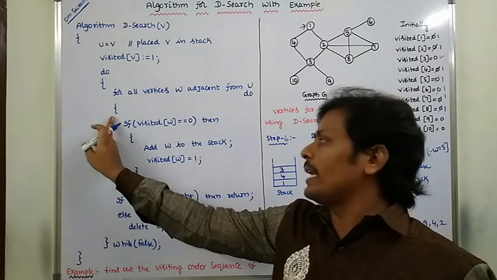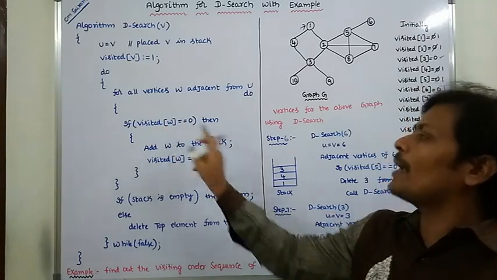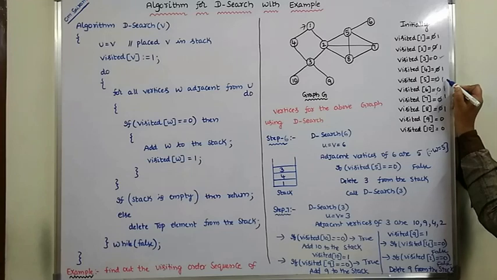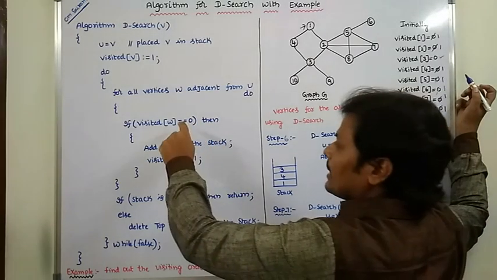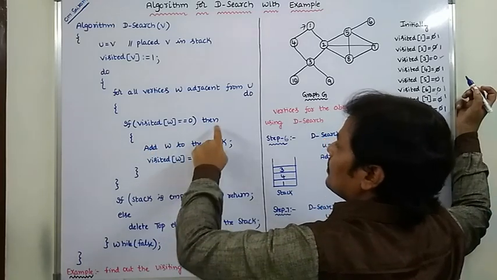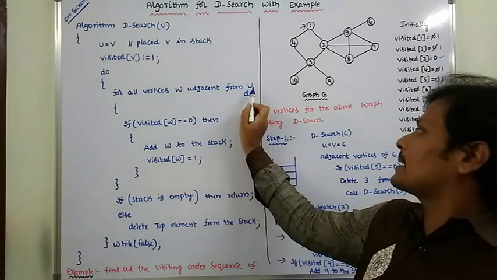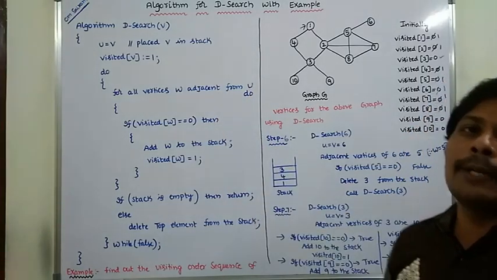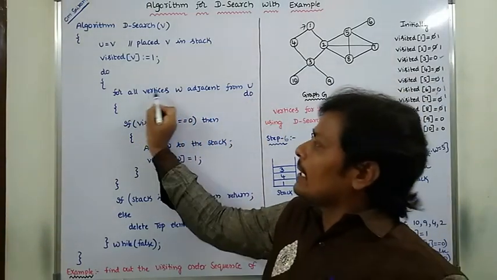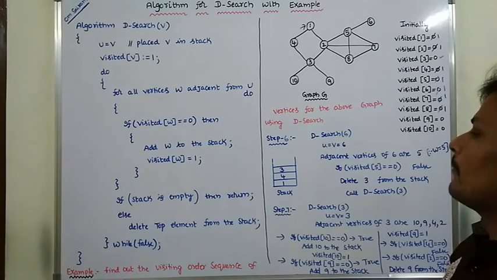So now brace begin. If visited of w, that is visited of 5, is equal to 0? No, visited of 5 is equal to 1. It is already visited. So this condition is false. The control does not go to the if block. So again control goes to the for loop. So vertex 6 has only the adjacent vertex 5, and that 5 is already visited. So this condition is false. The control goes to the next statement after the for loop.